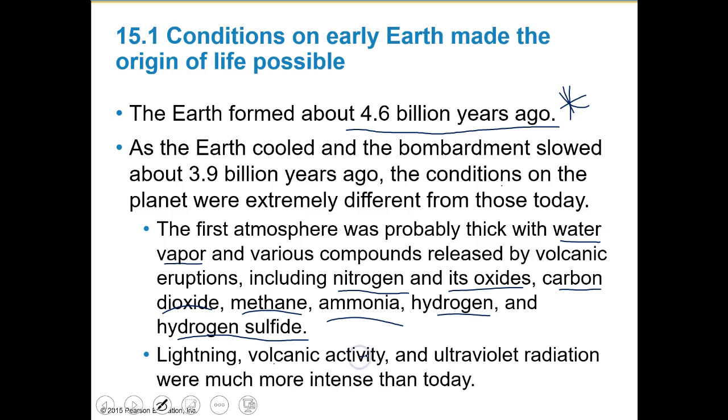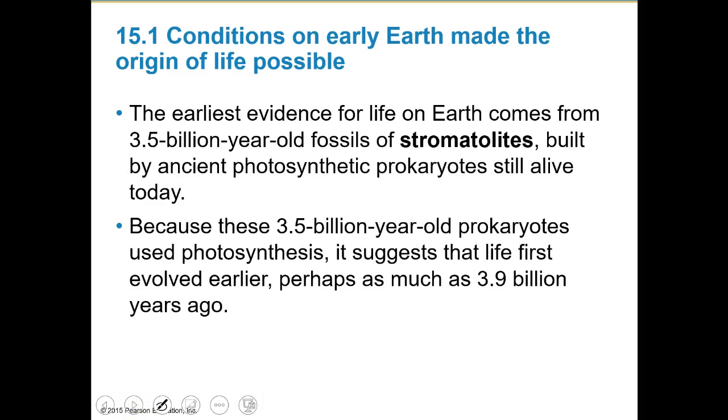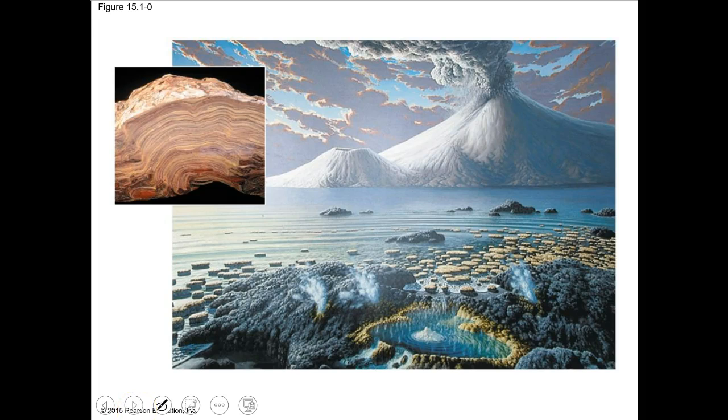Okay, lightning, volcanic activity, and UV radiation were more intense than they are today. The earliest evidence for life on Earth actually comes from these 3.5 billion year old fossils of stromatolites, and they're built by ancient photosynthetic prokaryotes that are actually still around today. We can look at those a little bit later. Because these 3.5 billion year old prokaryotes use photosynthesis, it suggests that life first evolved earlier, maybe even 3.9 billion years ago. But we won't really concern ourselves with too many dates along this timeline. We have to know when it started, and that was 4.6 billion years ago, but everything else is just relative. So here are some layers that we might find in a stromatolite. That's kind of what they are.